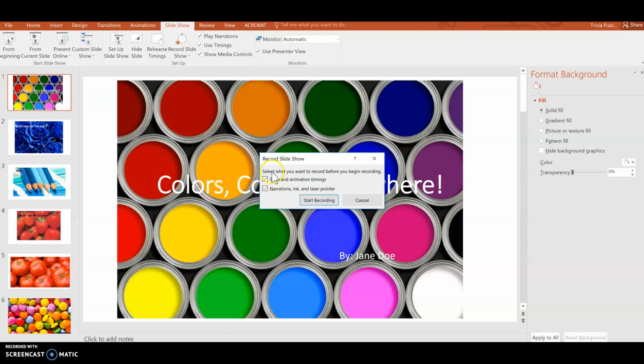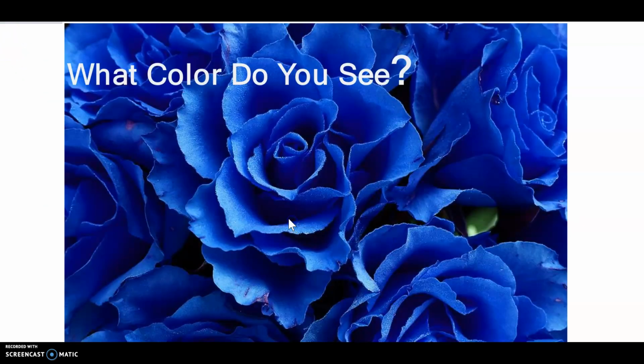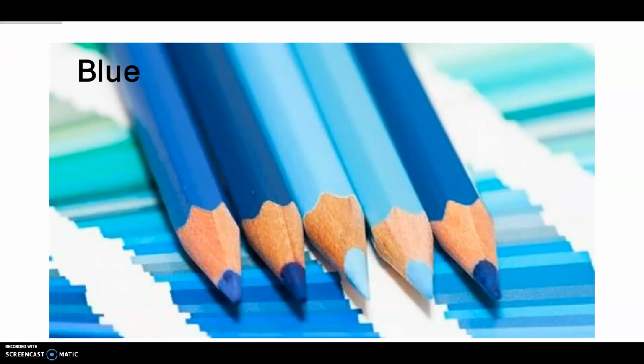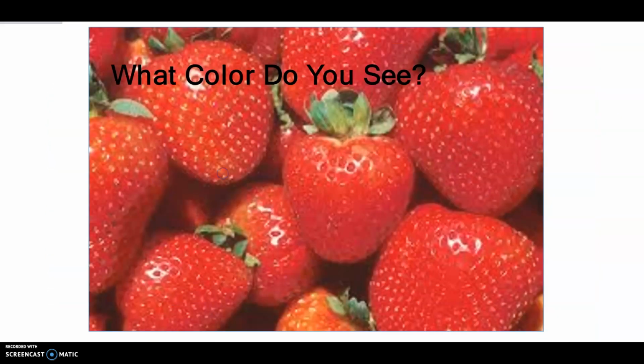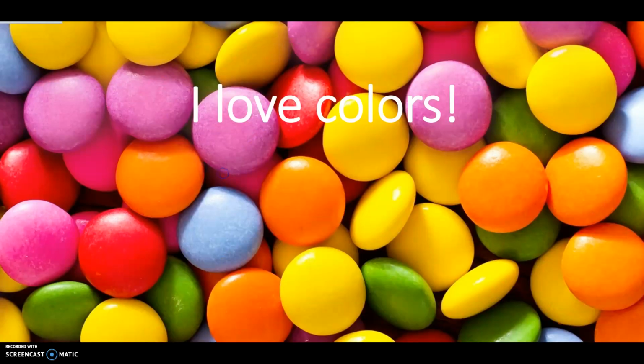Make sure that when you do this, I'm not sure it'll allow me to do this or not. Okay, so make sure when you do this, it's not going to let me do it, that you click through and give them time. What color do you see? And then click it and say blue. What color do you see? Red. You don't want to do it as quickly as I do. I love colors. Then you'll stop it. You will stop it.